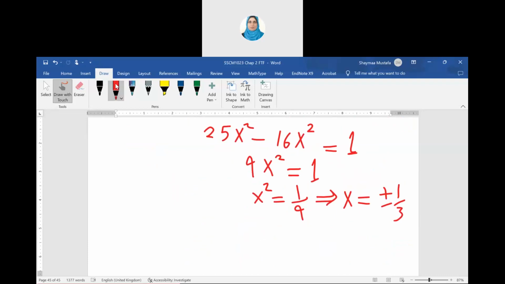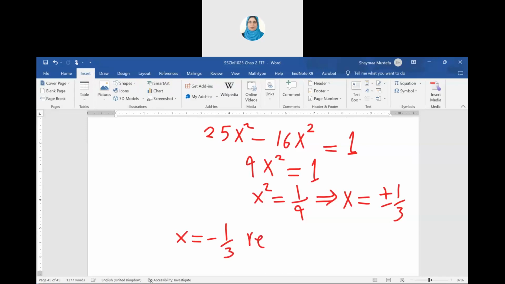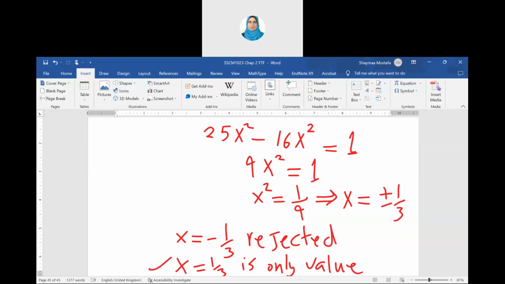So usually in the exam, when you get 2 or 3 solutions, you need to be sure that all solutions are acceptable. So this is the only value that satisfies the equation. So this is your solution. This one should be rejected. This one should not be accepted.